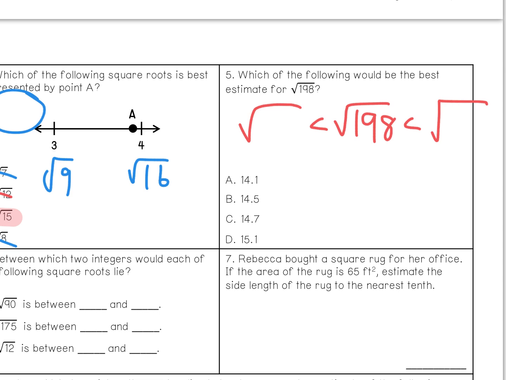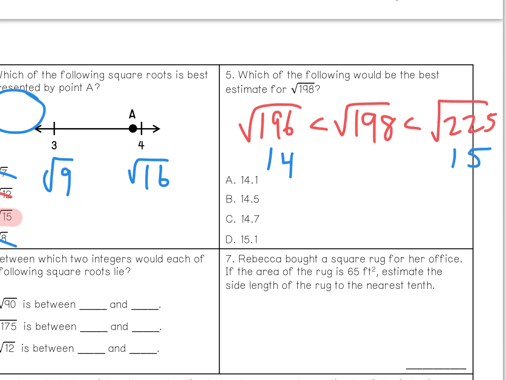Let's see, Zachary, can you give me the next lowest? 196. And Jaden, you got the next highest? 225. Yeah, 225. And those two values are equivalent to 14 and 15.